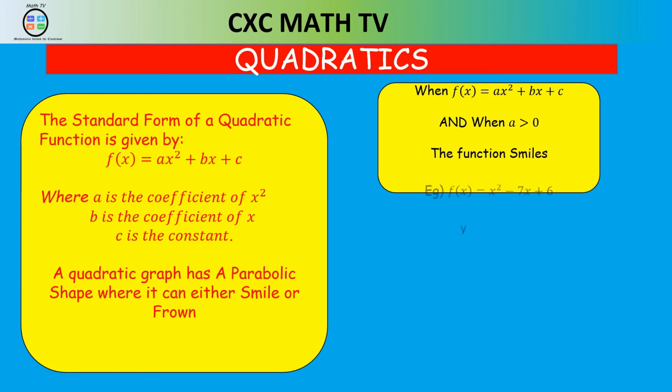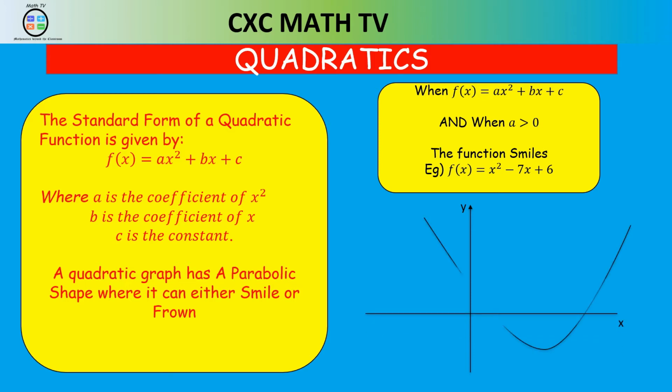Now, when f(x) = ax² + bx + c, and a is greater than 0, then the function is going to smile. f(x) smiles. Example, f(x) = x² − 7x + 6. We just plotted that graph and we found that the roots were 1 and 6 and that the y-axis intercept was 6. So it looked like this. So the graph smiles. The graph smiles because the coefficient of x², which is a, is greater than 0.